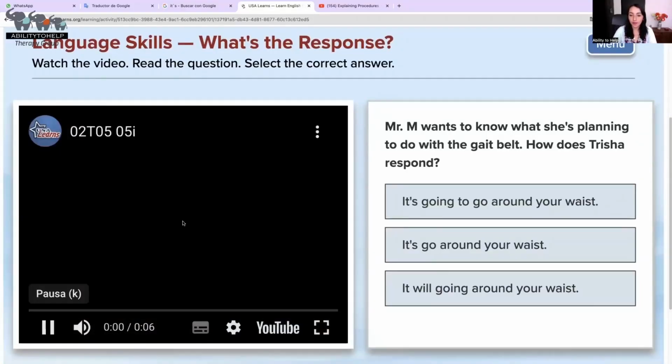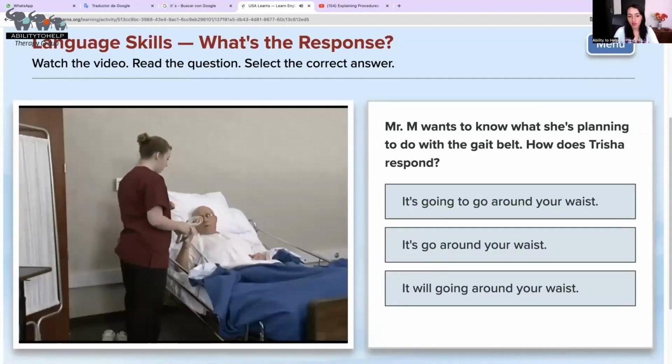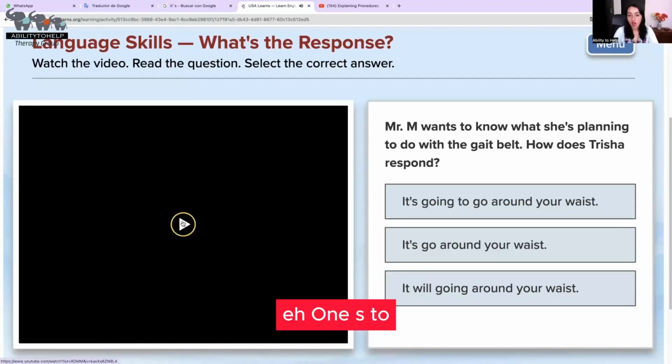So let's see. Now, I'm going to be putting this gait belt on you. That's going to help me walk you to the restroom. All right, how are you going to do that? The patient wants to know what she's planning to do with the gait belt.